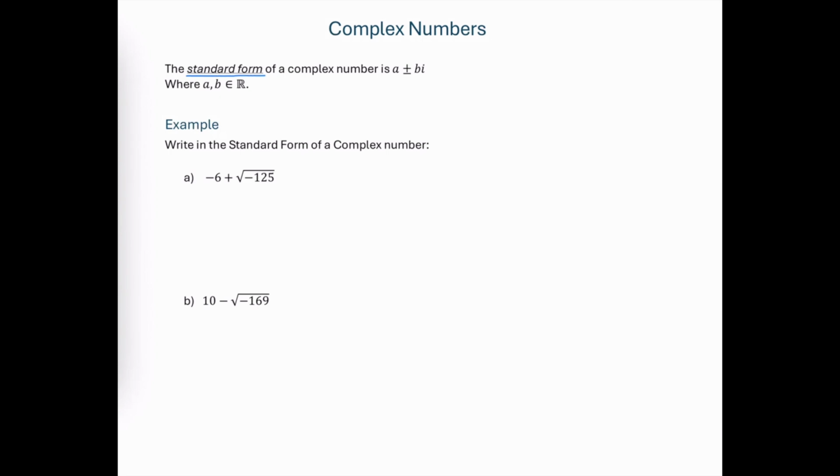The standard form of a complex number is a plus or minus bi, where both a and b are elements of the real numbers. To write a number in the standard form of a complex number, the first thing that we need to do is address this radical with a negative underneath. We want to write this quantity in terms of i, and then see if there's any more simplification that can be done.